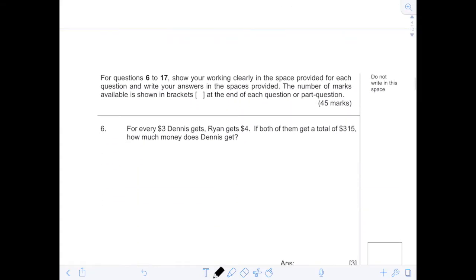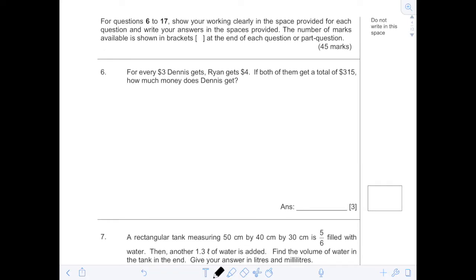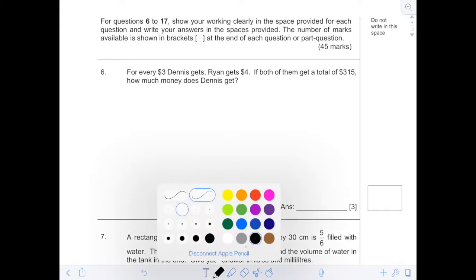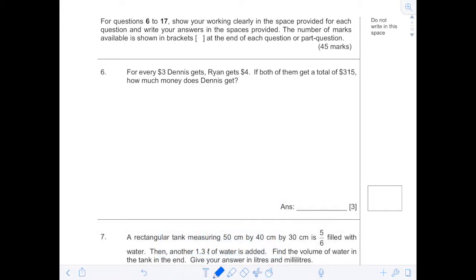Alright, so moving on to question 6. For every $3 that Dennis gets, Ryan gets $4. If both of them get a total of $315, how much money does Dennis get? So from here we can use the ratio method. Dennis is to Ryan: Dennis gets $3, Ryan gets $4, and both of them get a total of 315.